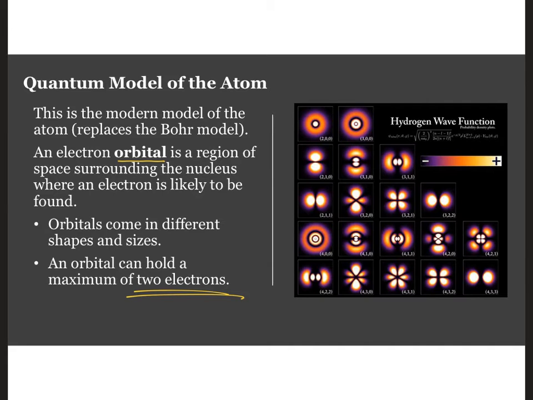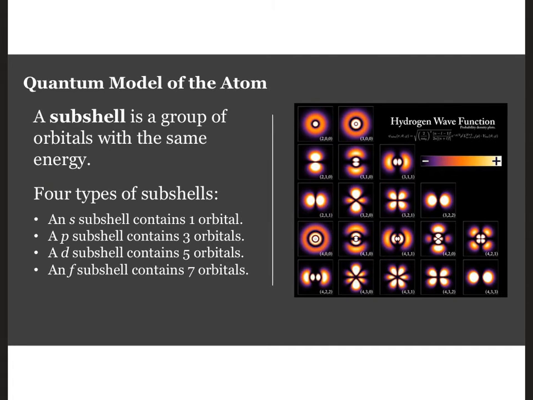Keep in mind that the orbital is the smallest unit of space that we'll use to describe when finding electrons. A subshell is a group of orbitals with the same energy. We label them as S, P, D, or F, depending on how many orbitals they contain. We see that an S subshell contains 1 orbital, a P subshell contains 3 orbitals, a D subshell contains 5 orbitals, and though we won't work with them very much, an F subshell contains 7 orbitals.